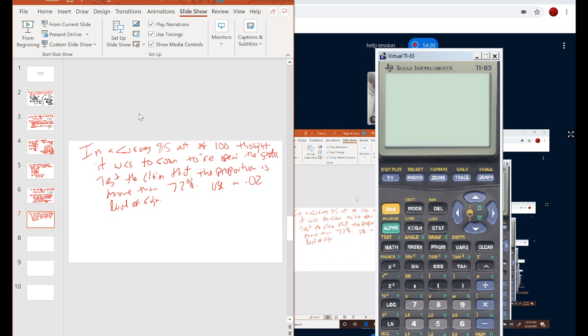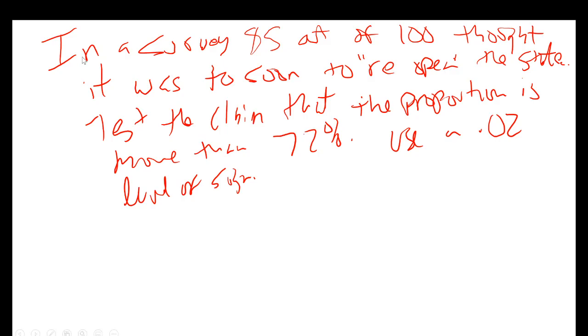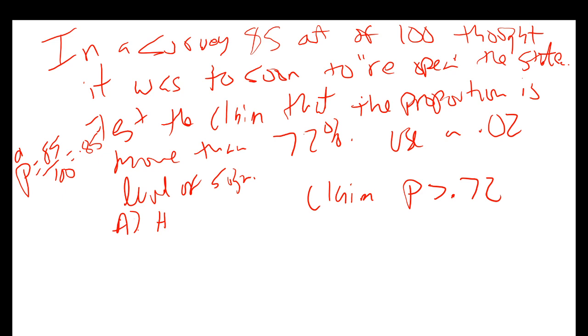Statistics, let's do this. First thing you have to do is figure out what p hat is. P hat is equal to 85 over 100, which is 0.85. You're testing the claim that the proportion is more than 72%. So part A, the claim in symbols is that p is greater than 0.72. So H0 is that p is greater than 0.72. H1, just kidding, I messed that up. H1 is that p is greater than 0.72.